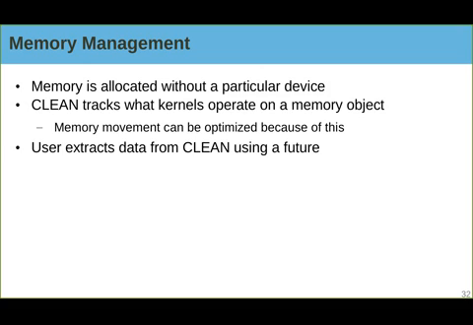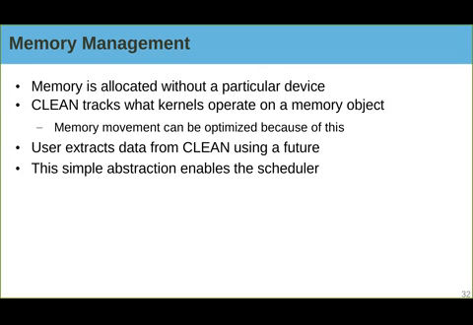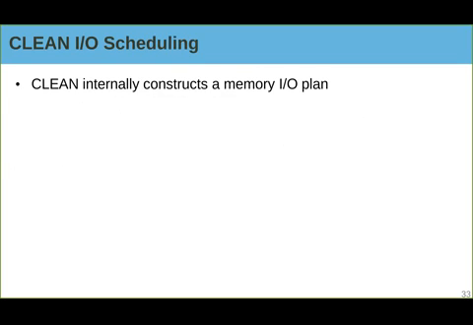The way you get data back out of clean is using a future object. There are all sorts of complicated synchronization rules inside of OpenCL that you have to obey, and we sidestep all of them by knowing that clean is operating entirely on the data at once. If you don't want that to be the case, you pop the data out using a future object. So the general idea is that we're enabling the scheduler of this abstraction.